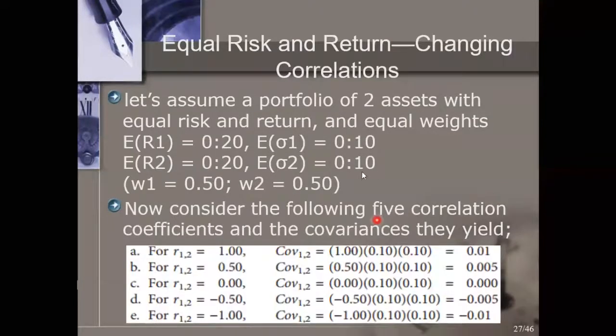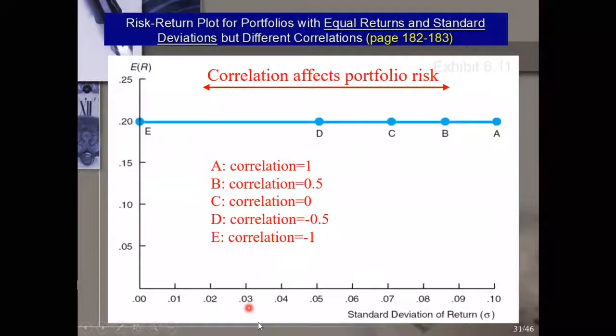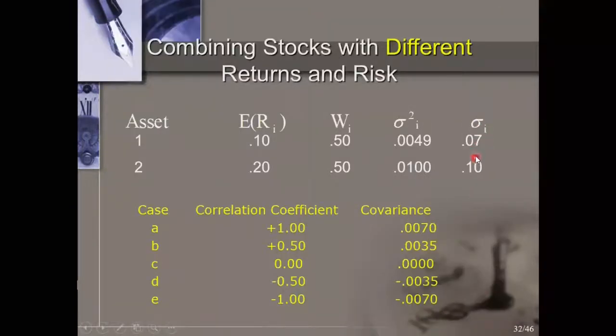Right here, the standard deviation was the same, 0.1 and 0.1. So that's why the perfect correlation has given us 0 risk. But in this situation, we do not have the same standard deviation. So we will say that with perfect negative correlation, we get the lowest standard deviation, but it will never be 0.